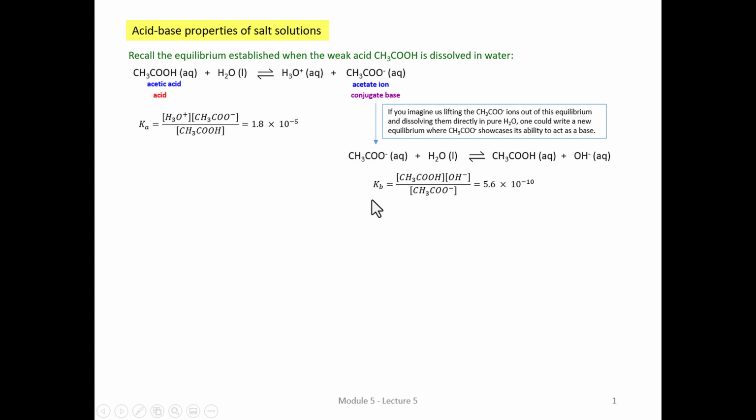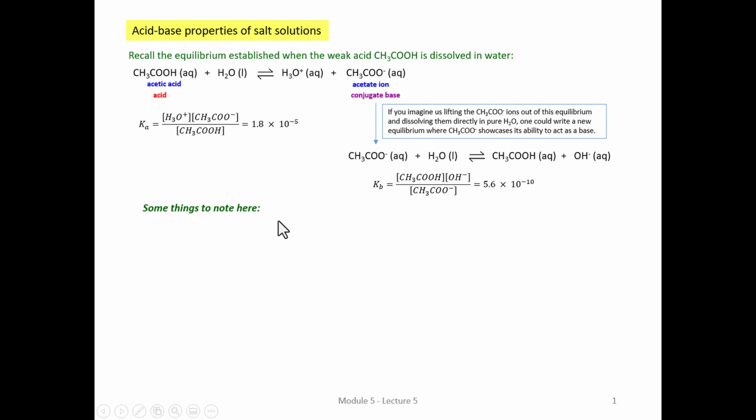If we write a Kb expression for acetate acting as a base, it would look like this. The product of the concentrations of the products divided by the concentration of the reactants at equilibrium, and we see that this Kb value is quite small. So acetate is acting as a very weak base, but a base nonetheless.